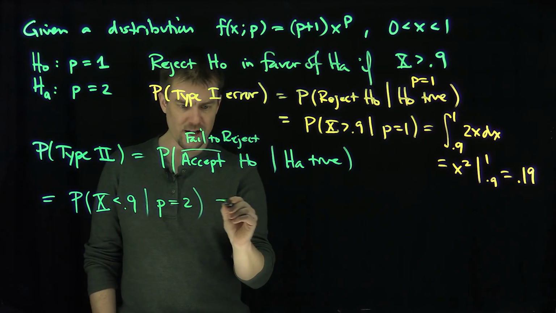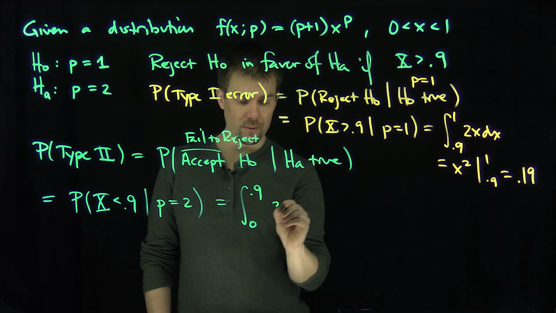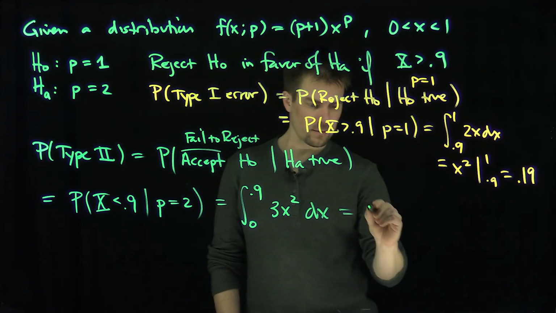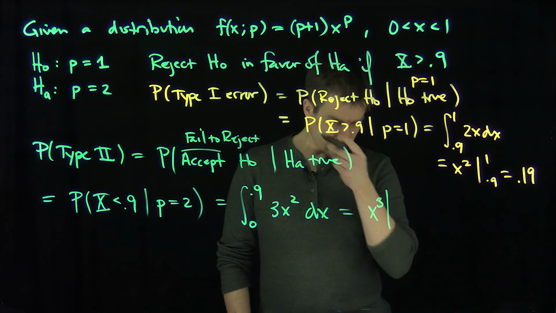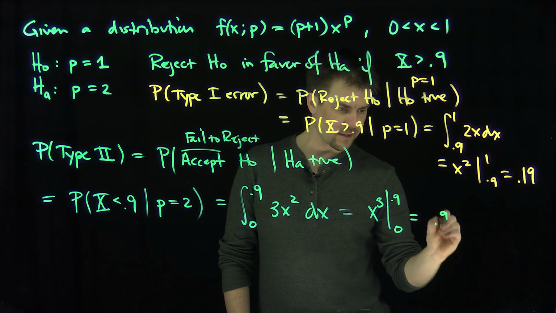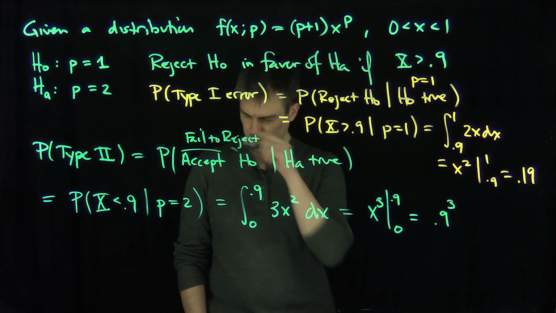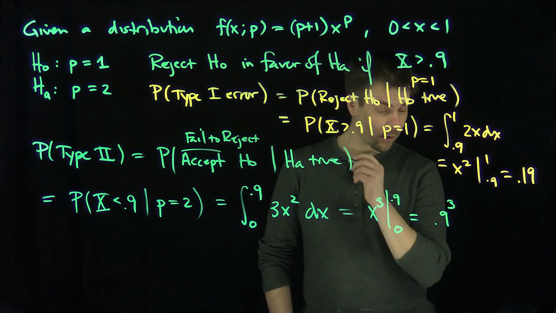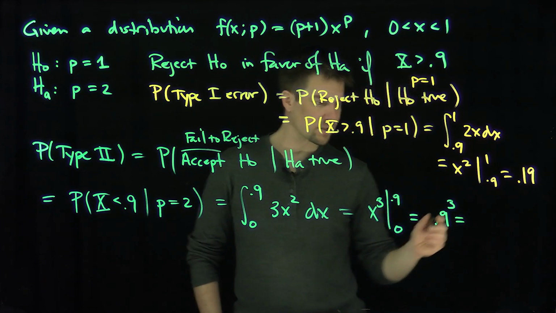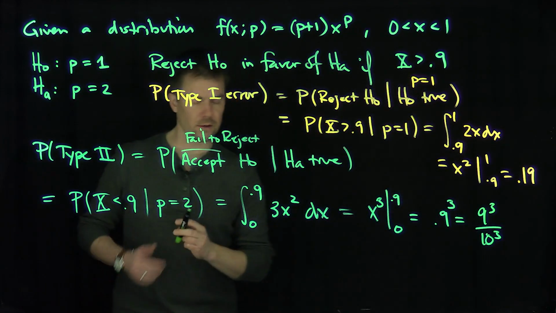Okay? So what is that? That's going to be the integral from 0 to 0.9. Now p is equal to 2, so I'm going to have a 3x squared dx. That's going to be x cubed, x cubed from 0 up to 0.9. And that gives me 0.9 cubed. So 0.9 cubed is the probability of a type 2 error, right? And of course we can just leave that in the following form. So that's going to be 9 cubed over 10 cubed if you want, right? So you can just plug that into the calculator.